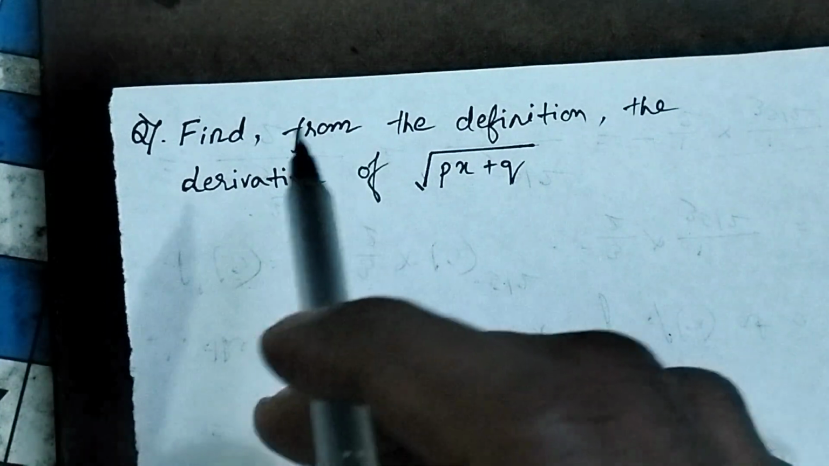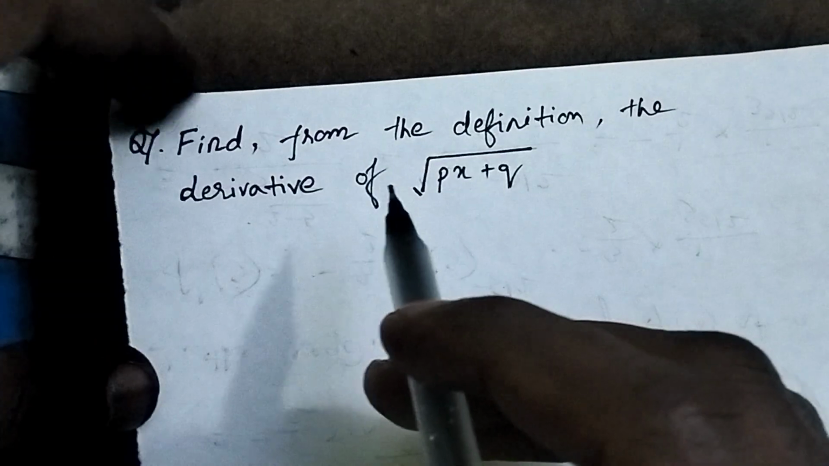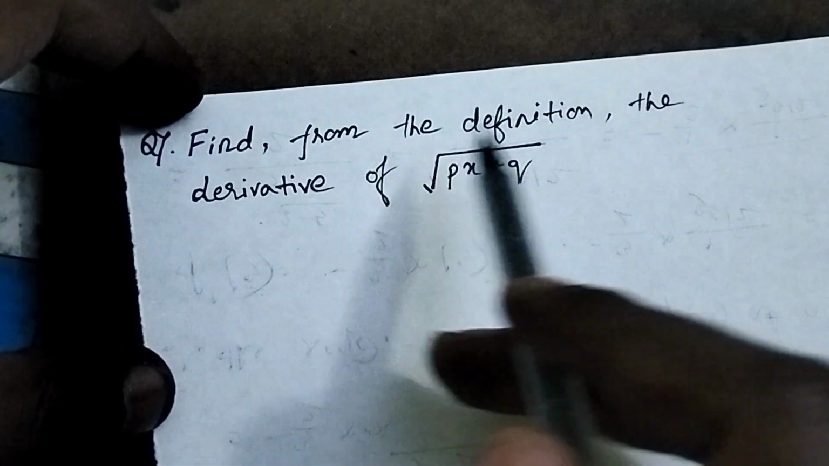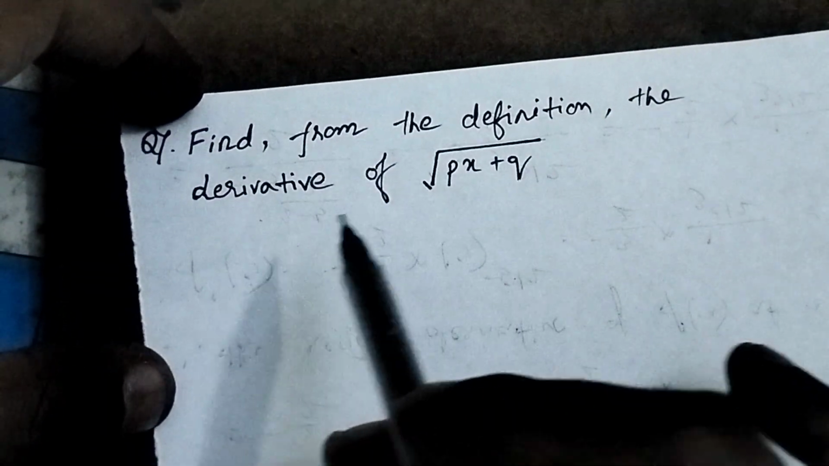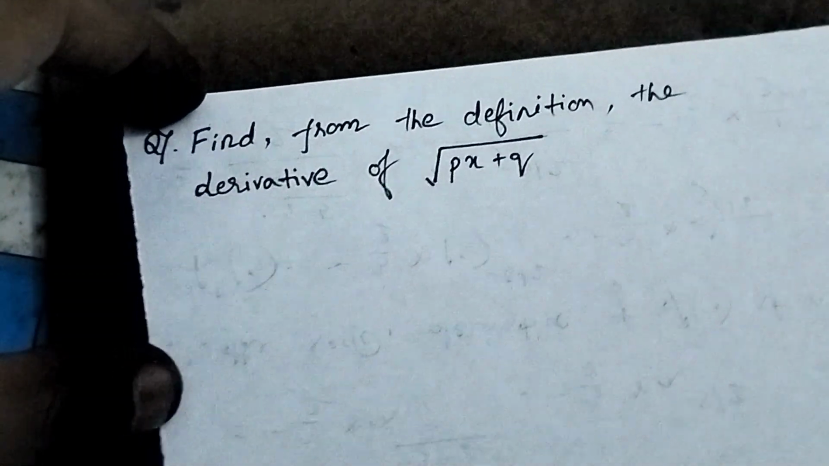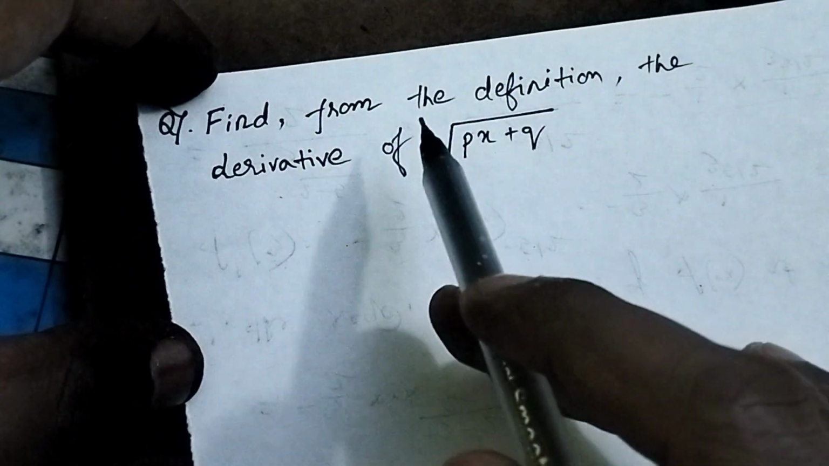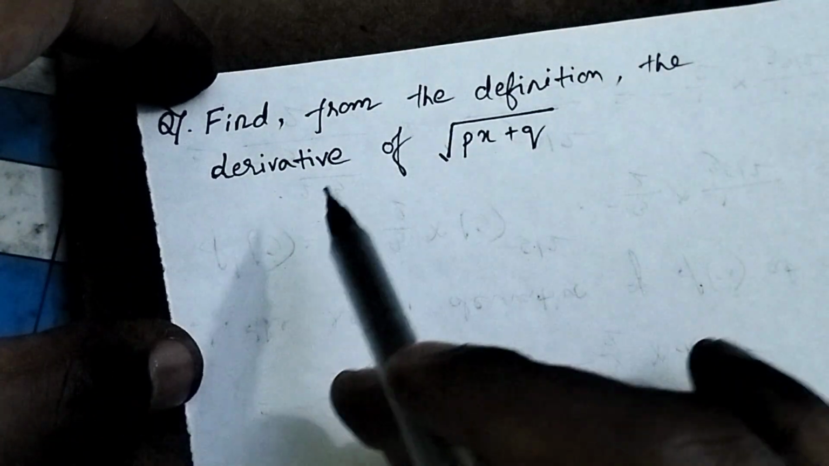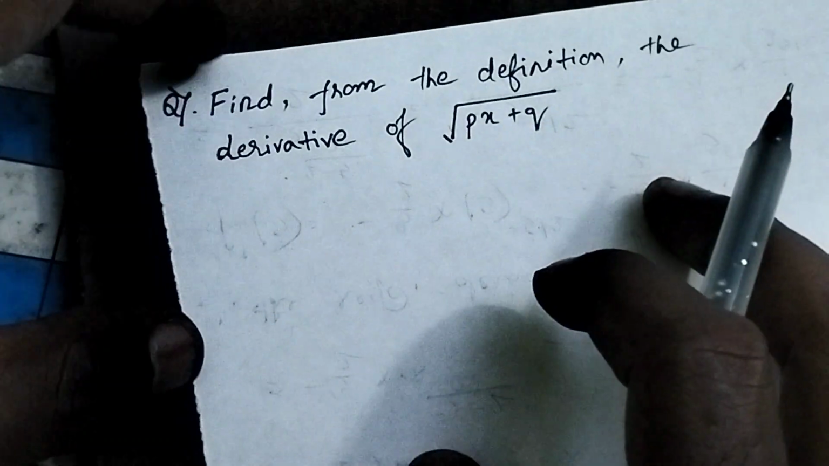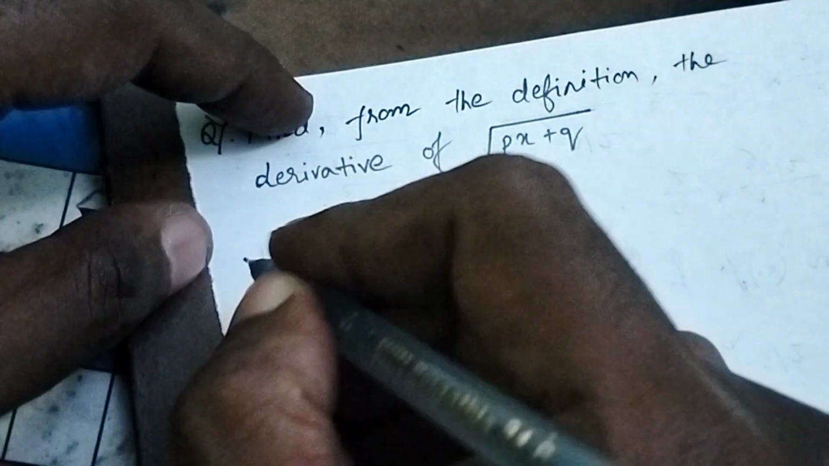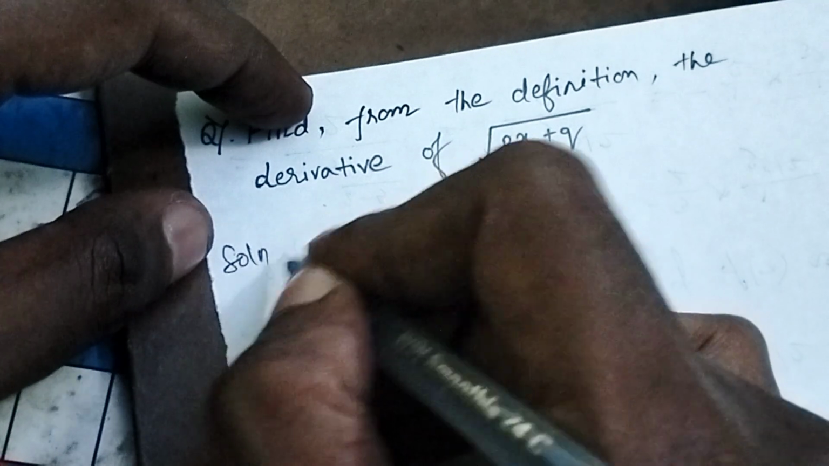In this video I have brought this sum for you all. So look at the sum. Find from the definition the derivative of under root px plus q. Clear? Find from the definition the derivative of under root px plus q. So I am doing the sum. Watch it very carefully.